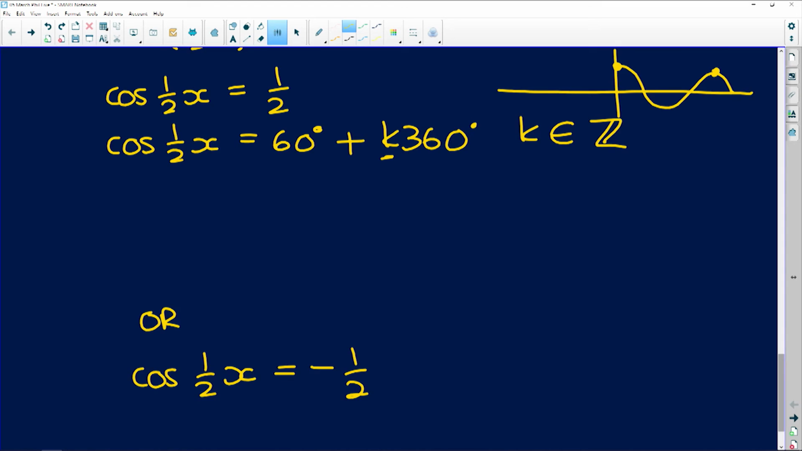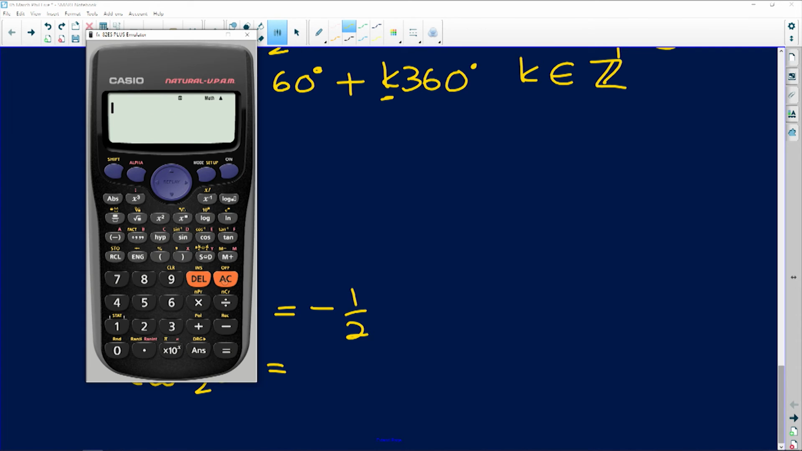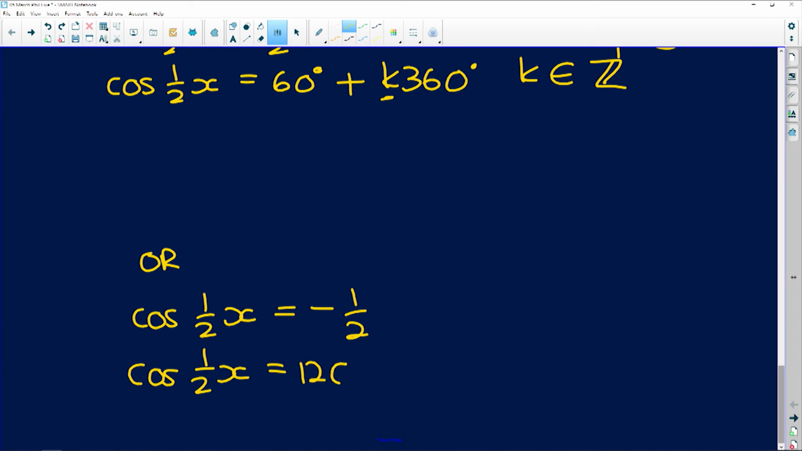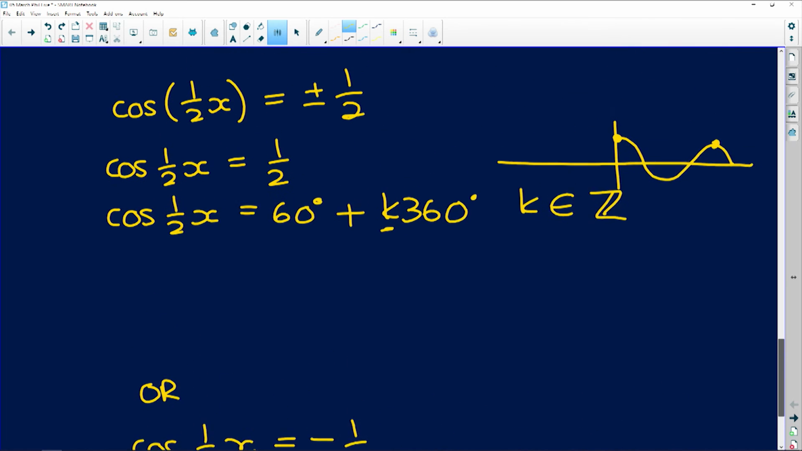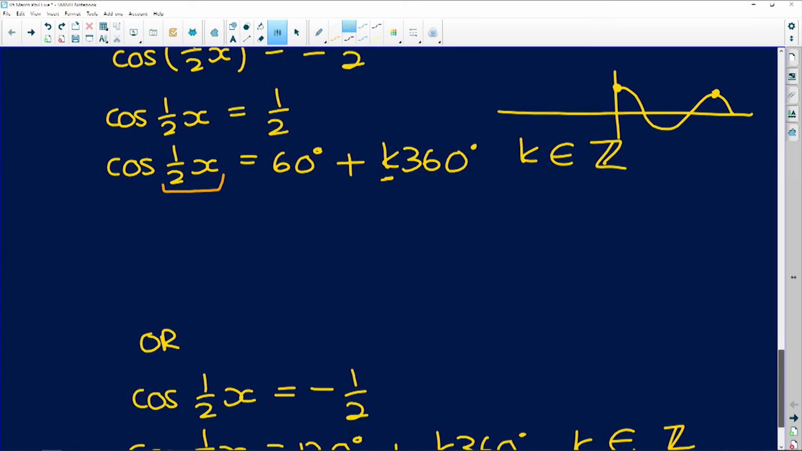So, then we move on. Cos of a half x is equal to, we go back and we say second function cos of negative a half. And we get 120 degrees plus k360. And k is also an element of the integers over here. Okay, so those are our two solutions from our two different answers. Now, guys, I hope you've noticed that we're working with a half x. If we want to get to x, we have to times everything by 2.